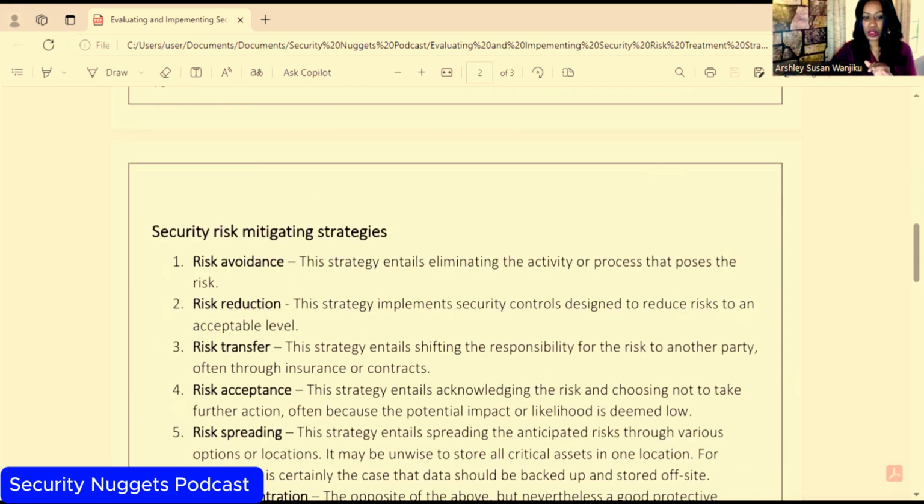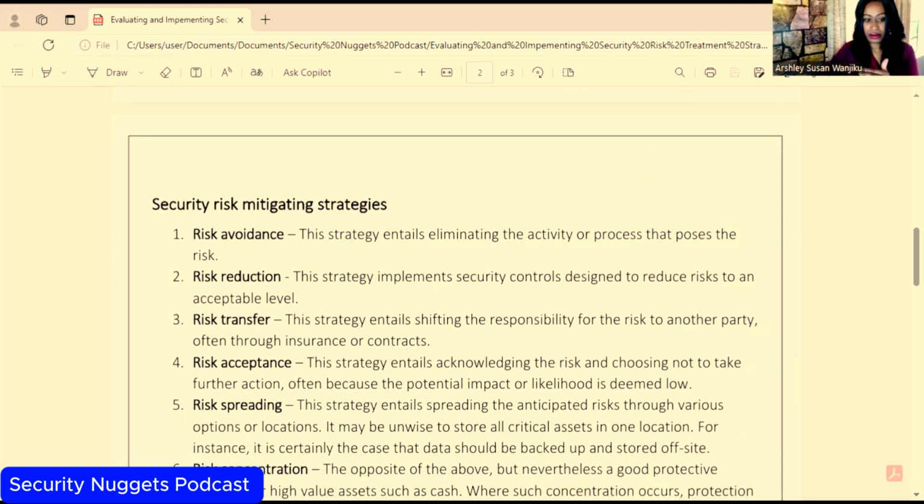Moving on, let's look at some of the security risk mitigation strategies. We've looked at the approaches: the risk-averse approach, the risk-tolerant approach, and the risk acceptance approach. Now let's get into the mitigations. All these mitigation strategies fall under the three approaches. Some fall under the risk-averse approach, some under the risk tolerance approach, and some under the risk acceptance approach.